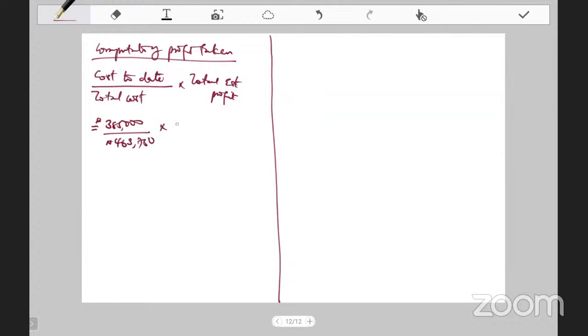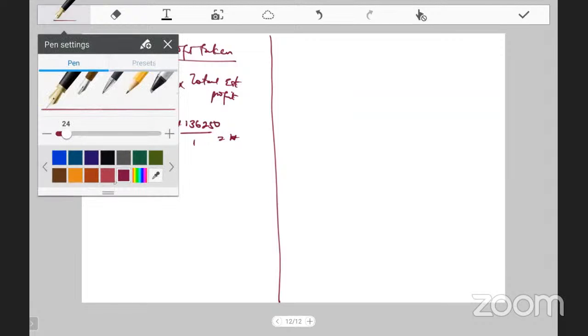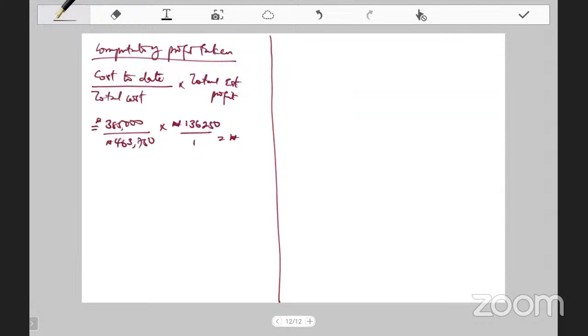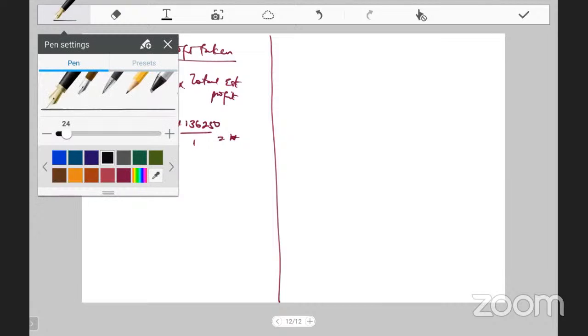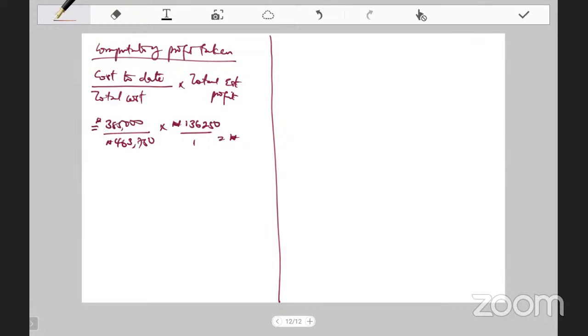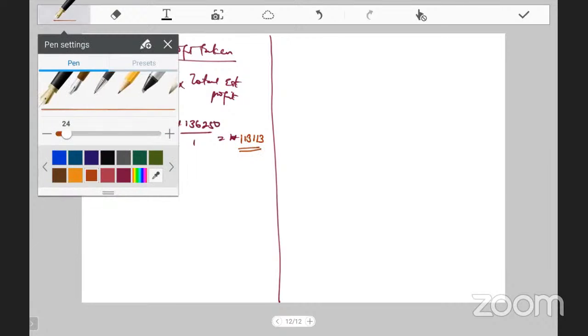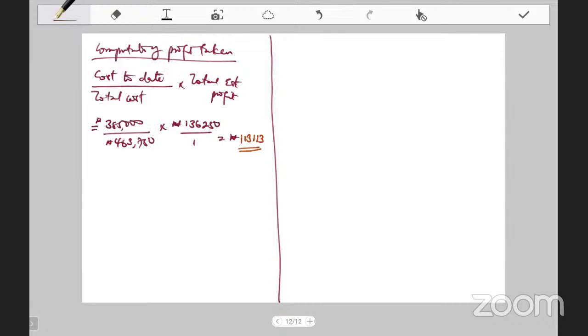385,000 divided by 463,750 times our total estimated profit, which is 136,250. Give me your answer, please. 113.2. So let's take it 113. Let's take that value. This is the first. Let's go to the second method.